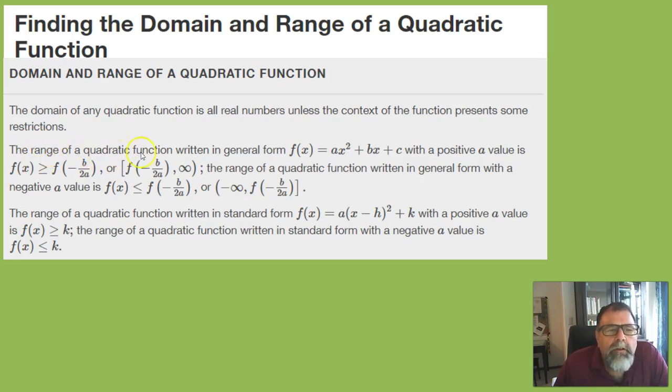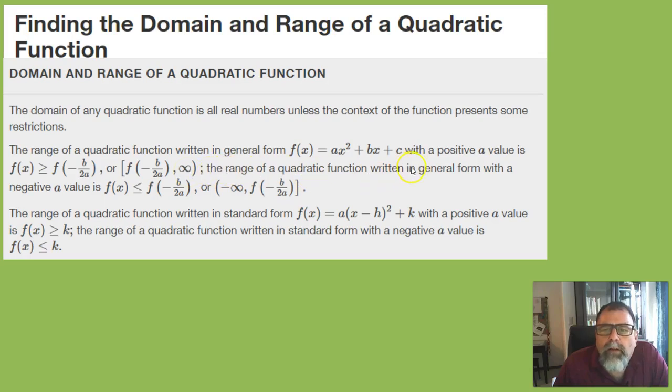Now the range of a quadratic function written in general form with a positive a value is f of x is greater than, so remember f of x is your output value, your y. So the range is the y values. So your y values are greater than or equal to f of negative b over 2a. So basically this is the y value at the vertex. So whatever that y value or k value is, you're going to be greater than that. So it's going to be from that value to infinity.